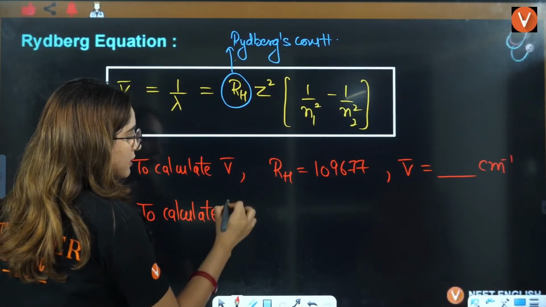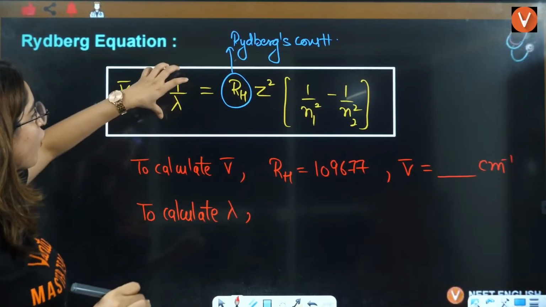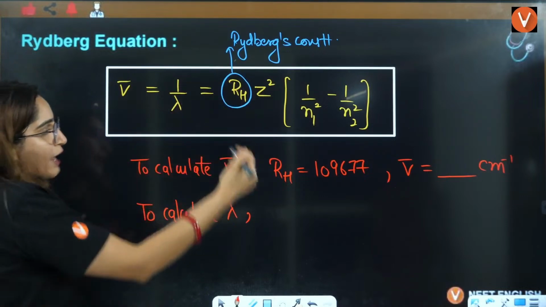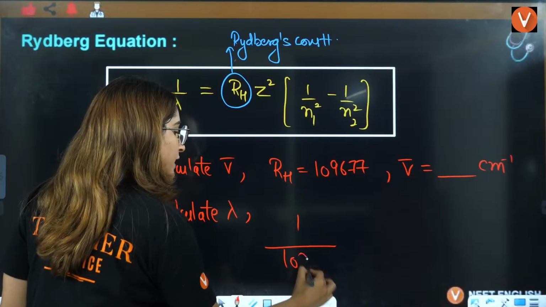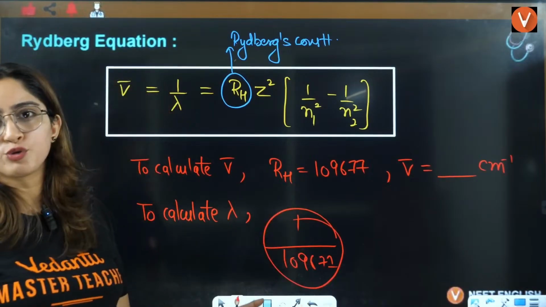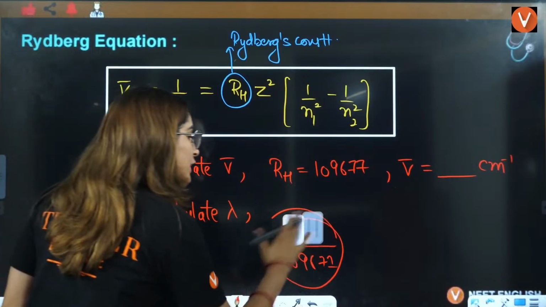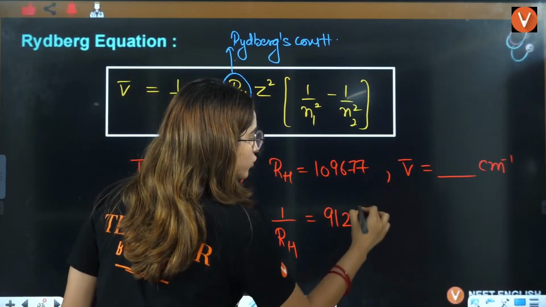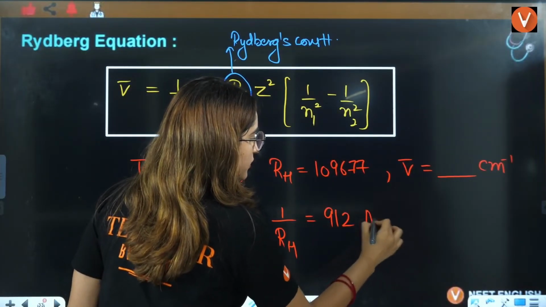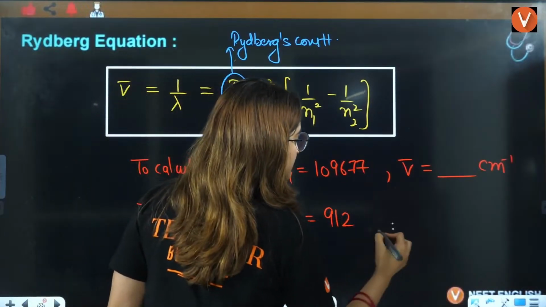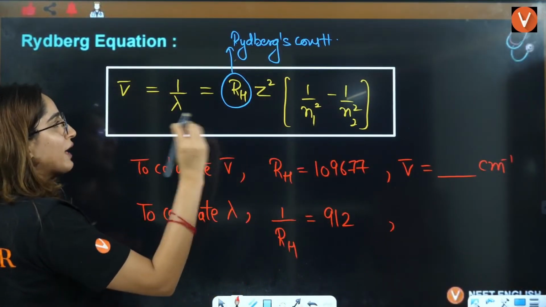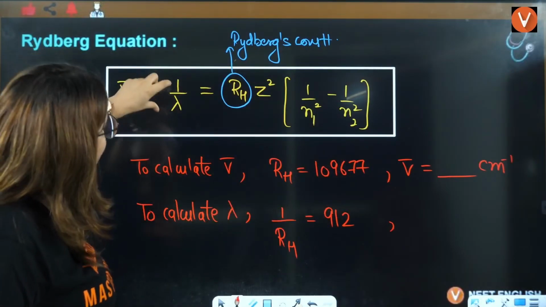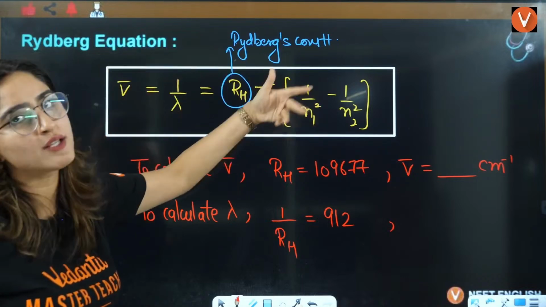If you want to calculate lambda, we know that lambda and RH are inversely proportional. That means after calculation, you will have to solve with 109677. Now, is it an easy value to solve? No, right? So that's why you should directly know the value of 1 by RH. That is 912 Angstrom, right? That means you can just directly put the value as 912, or if you put the value as 109677, then you will get the answer for lambda in Angstrom or V bar in centimeter inverse.